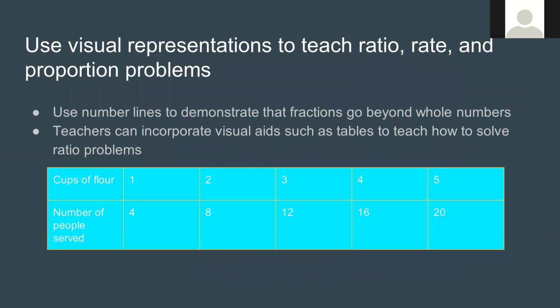So once students have a good understanding of what fractions are, we can then move on to teaching them ratio, rate, and proportion problems. This is the beginning starting point for solving fraction problems. So we can use the strategy of visual representations to teach this. Number lines, like I said earlier, also serve as a visual representation. So you can use number lines to demonstrate how fractions go beyond whole numbers.